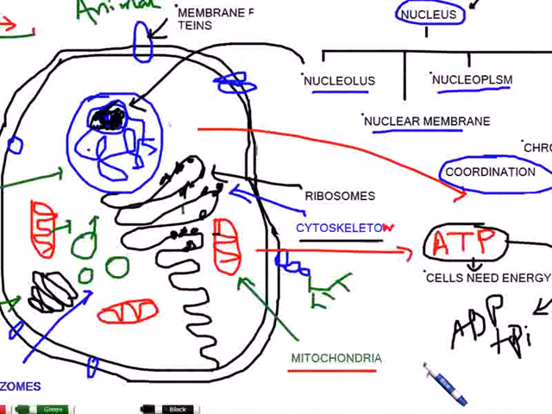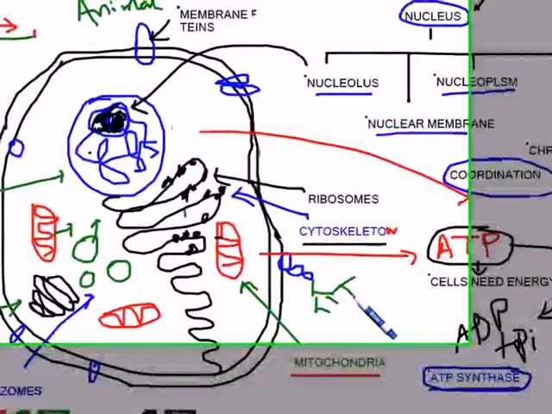So the same enzyme that helps to produce glucose in photosynthesis is also present in mitochondria. It is called ATP synthase, and this ATP synthase helps to produce ATP from ADP and inorganic phosphate.